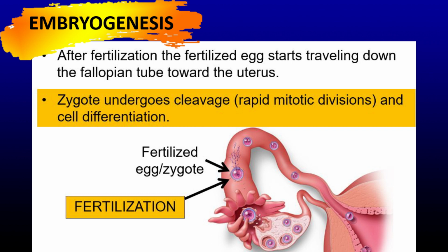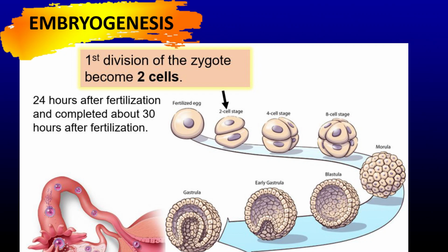During the movement from fallopian tube towards the uterus, zygote undergoes cleavage and differentiation. Cleavage is referred to the rapid mitotic division. Zygote undergo first division and become two cells about 24 hours after fertilization and complete about 30 hours after fertilization. I hope you still remember the concept of mitosis, which is a process to increase the number of cells.